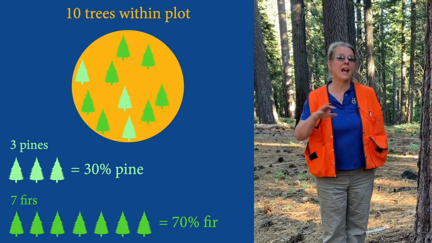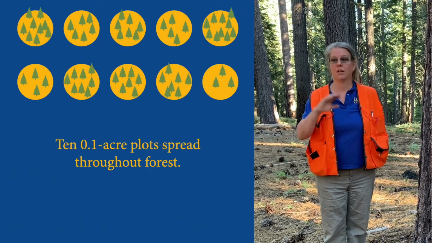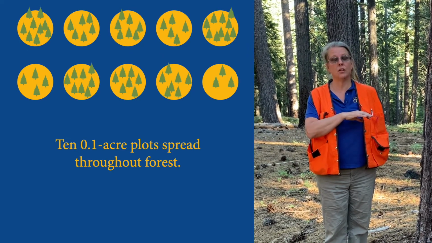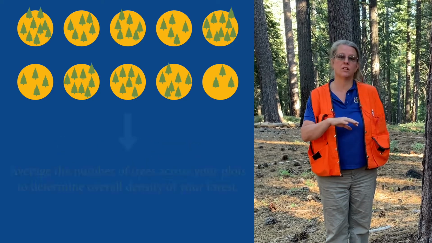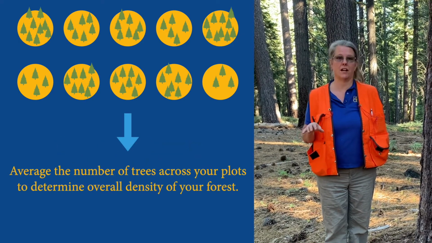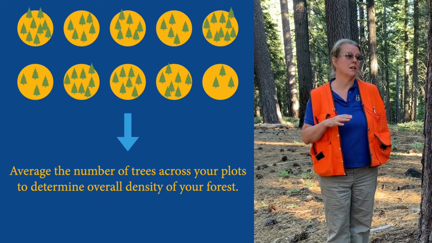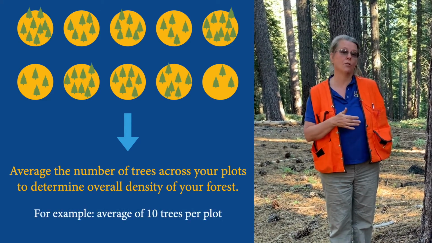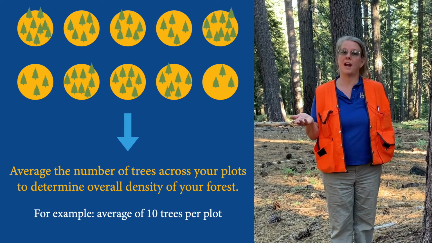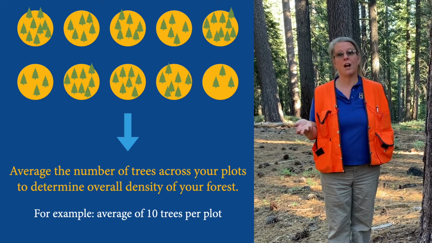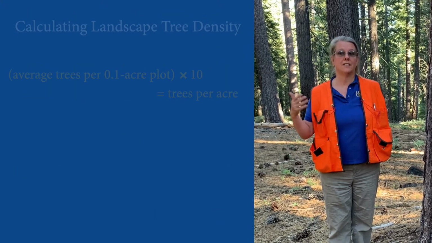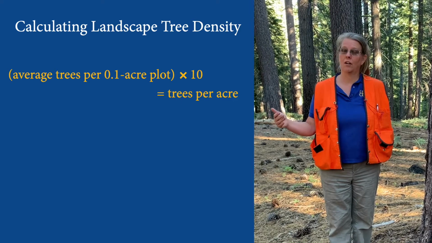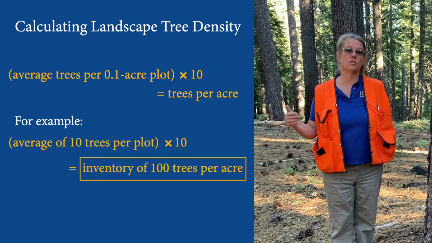Say I put in 10 plots across my landscape. That means I've done 10 1/10 acre plots. What I'm going to do is average the trees that I found across that area. So let's say in some areas, some plots there were 12 trees, some plots there were 20, some plots there were only 4. Let's just say that my average number of trees per plot was 10. I had a 1/10 of an acre plot and I got an average of 10. So in 1 acre, I have an average of 100 trees.